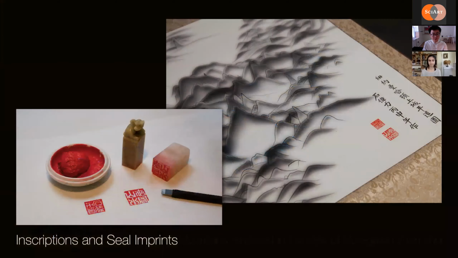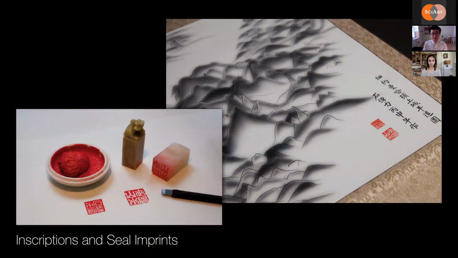Those images were printed on xuan paper or on silk, which are the traditional media of the art form. I then inscribed them with Chinese brushes, those characters, and I carved some seals from stone with the title of the project and my name, and I imprinted the paintings. So here are the final results.